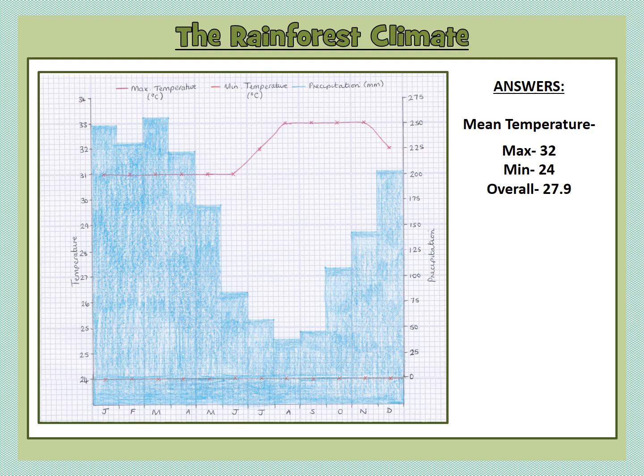Or if you'd worked it out overall, so you'd added all the maximum and minimum temperatures together, you should get 27.9 degrees. For the precipitation then, there's a bit more change, a bit more variation. So the mean precipitation across the whole year was 150.9 millimetres.